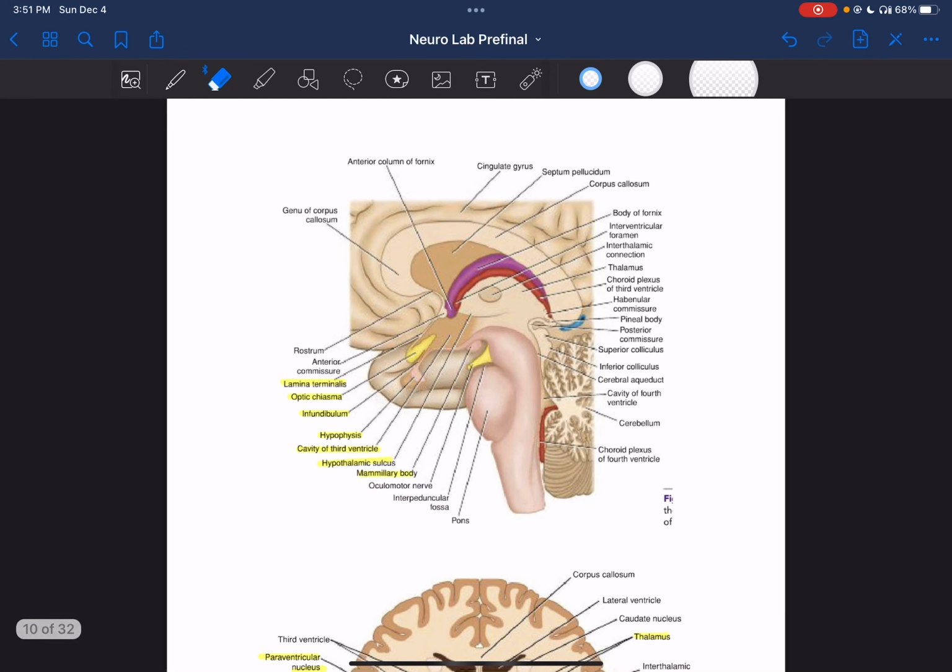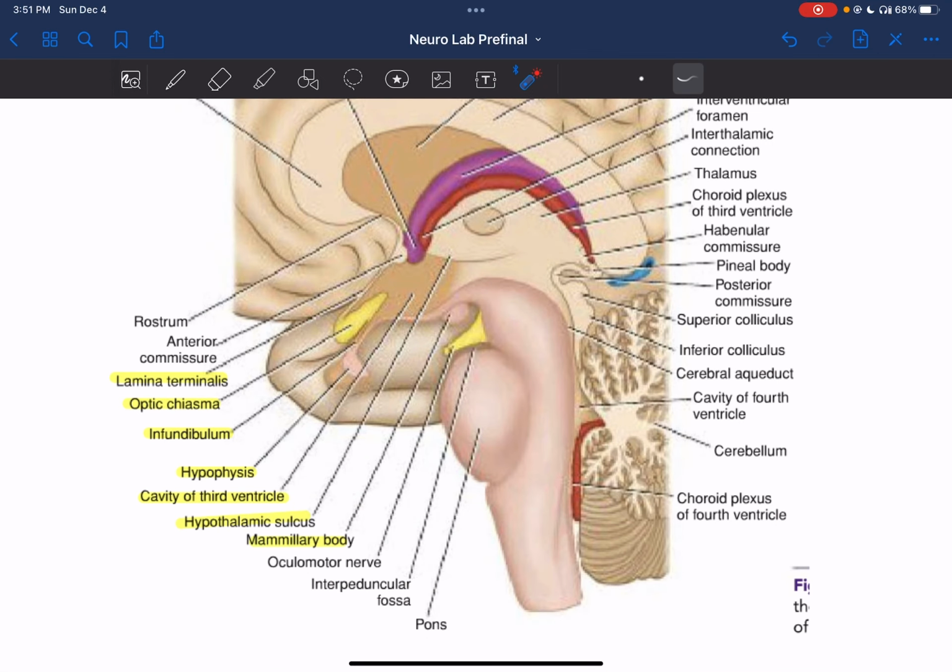Now, to have a clear idea about what these are, I have taken an illustration again from Snell's anatomy book. So again, this thin structure in the most anterior part is the lamina terminalis. It's like a lamina, right? So the lamina terminalis, as soon as that is over, you will have the optic chiasma, and then you will have the infundibulum, which will continue as your pituitary gland.